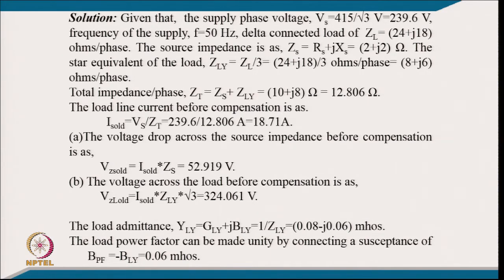in equivalent star, GLY plus jBLY, that is 1 upon ZLY, and it comes to equal to 0.06 minus j0.06 mho, and the load power factor can be made unity by connecting a susceptance in parallel to this equivalent, that will be BPF for power factor correction, minus BLY, and will be 0.06 mho.